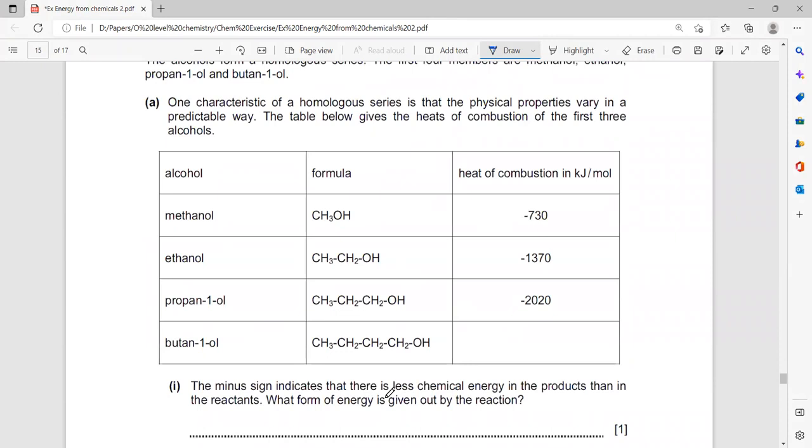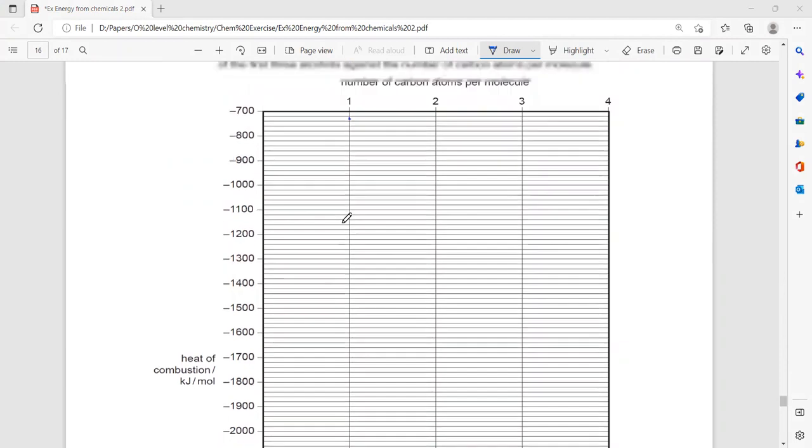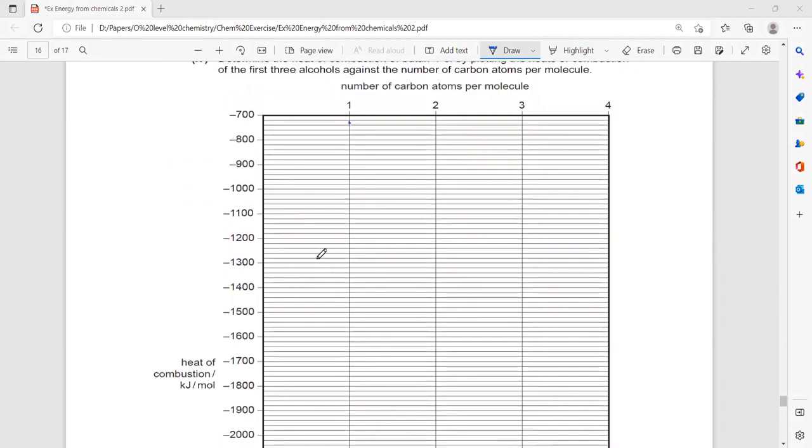Next, I have 1370. So 1370, this is 1300, this is 1320, 40, 60, 80. So this will be 1370. That's the second point.